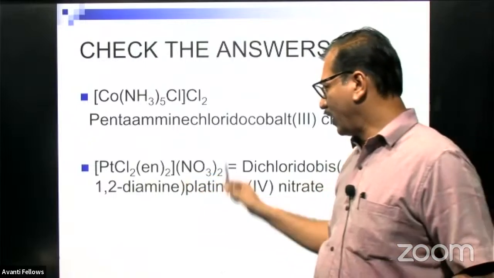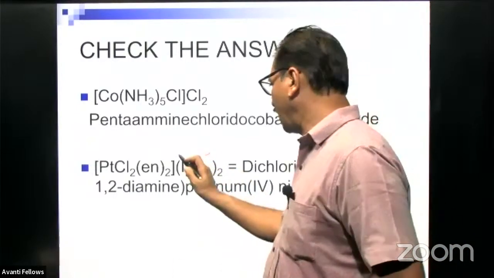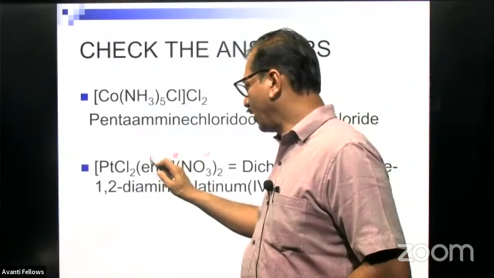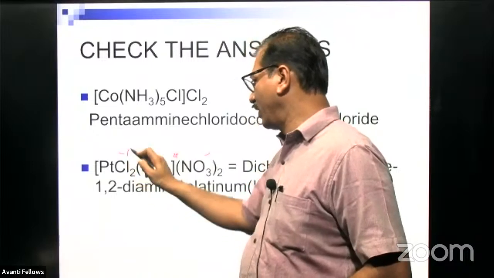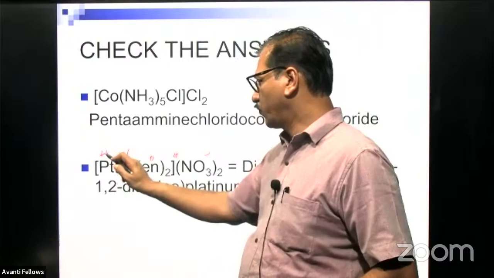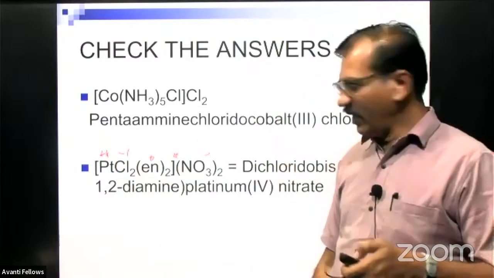So NO3 twice. NO3 is -1, so twice means -2 charge. This must be 2 plus charge. 'en' is a neutral ligand. Chloride is -1, -1 into 2 is -2. So platinum must be +4, since +4 -2 is equal to +2. All these things are to be done.